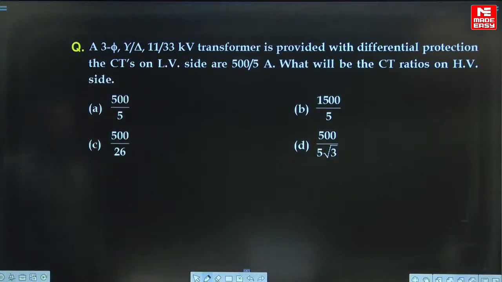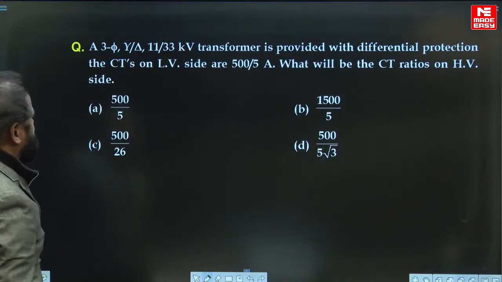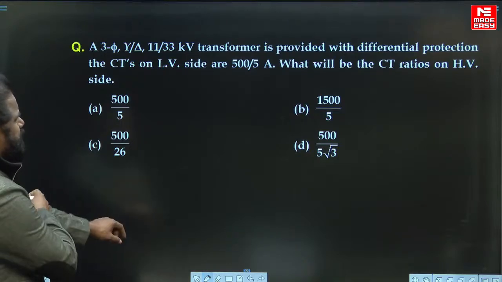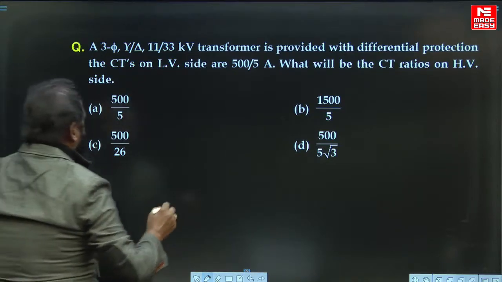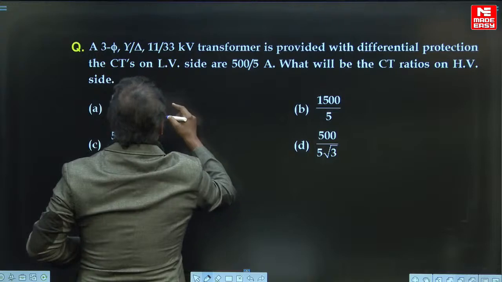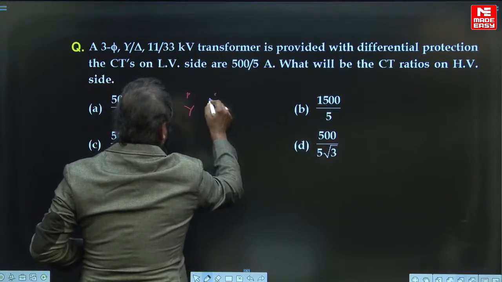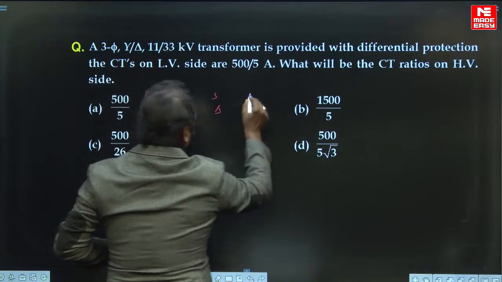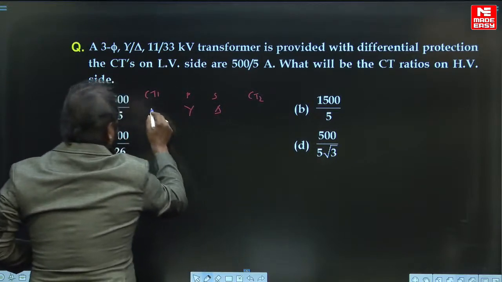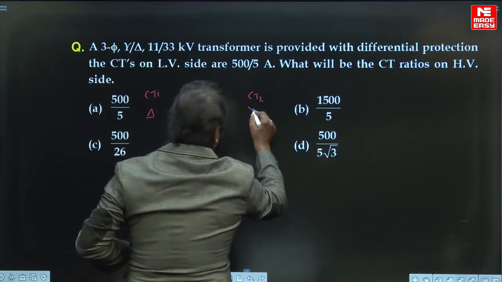Okay now, a transformer is provided with differential protection, and the CTs on the LV side are given. Then what would be the CT ratio on the HV side? You see, the transformer here is star delta: this is the star and this is the delta, the primary and secondary. This is CT1 and this is CT2. CT1 is to be connected in delta, and CT2 in star.